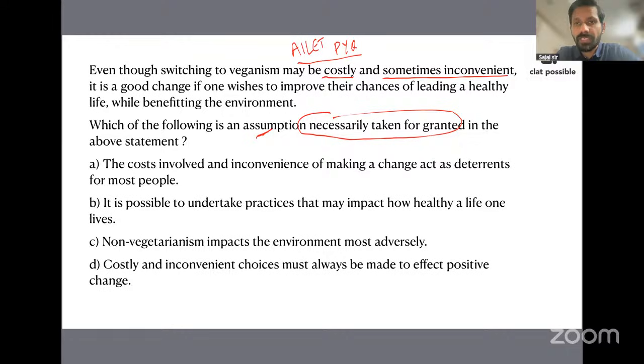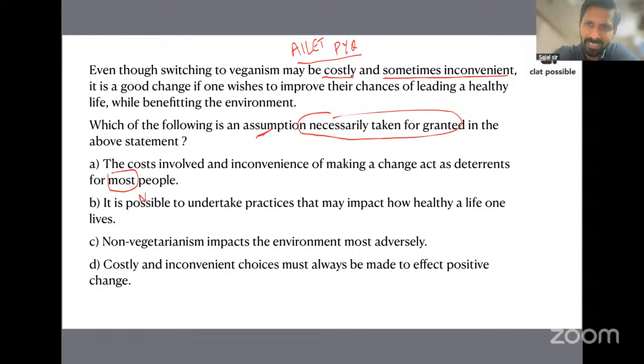In the above statement, the costs involved and inconvenience of making a change act as deterrents for most people. Okay, I think the option would have been good, but for this part, most. B says it is possible to undertake practices that may impact how healthy a life one lives. Now, that is a very, very basic assumption required for this argument, right?